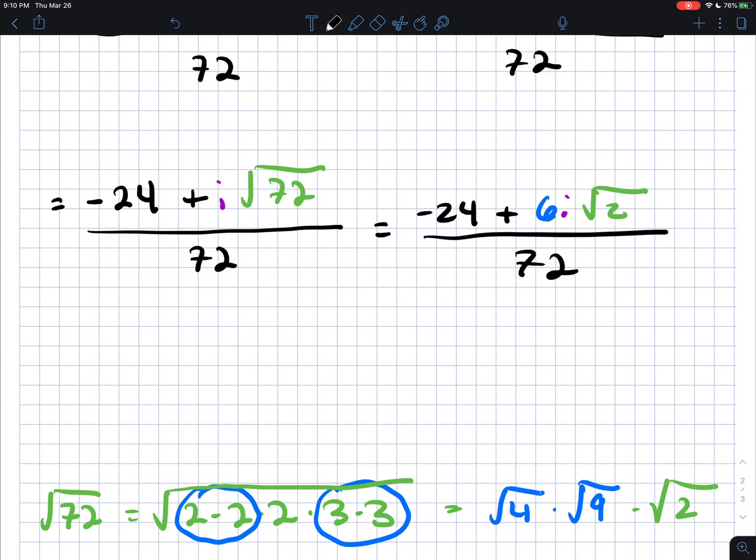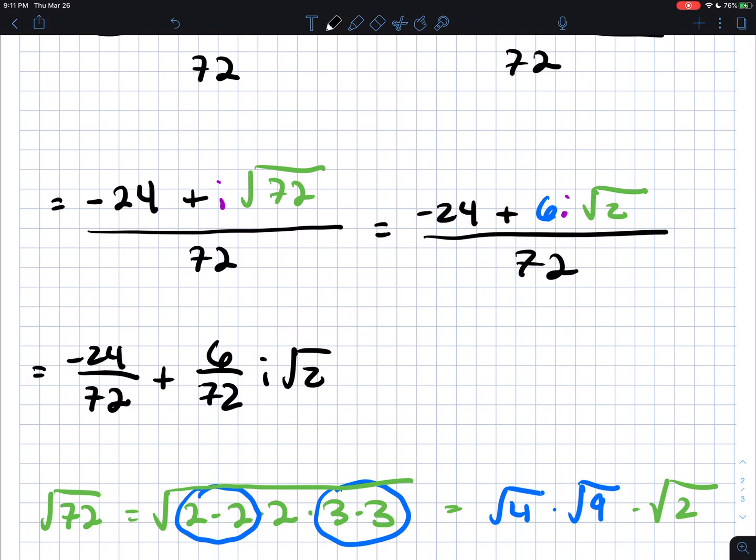Because we're dividing by a monomial, in other words, because we're dividing by one term right here, a monomial is basically one term, we can distribute this monomial into the top, right? So we can do the following. This is going to be the same as negative 24 divided by 72 plus 6 divided by 72 i times the square root of 2.